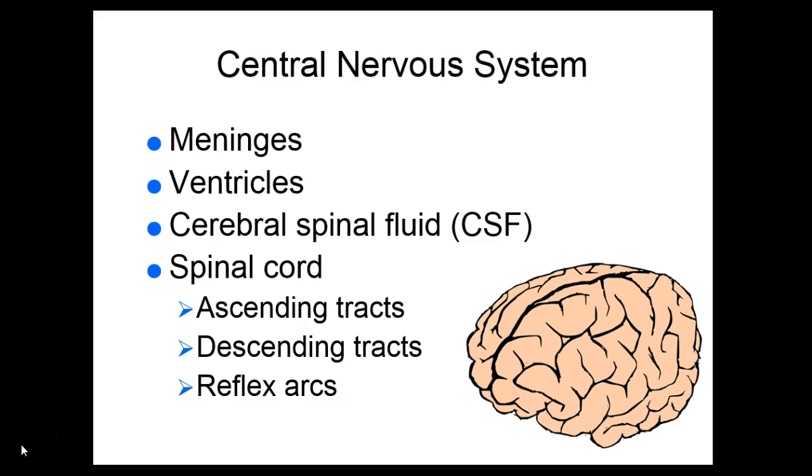The spinal cord itself is composed of ascending tracts and descending nerve tracts. Ascending tracts are sensory. Descending tracts are motor function. And then the reflex arc is just a more simple conduction pathway.